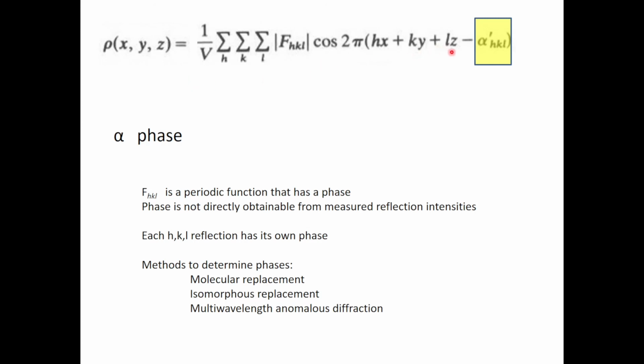Okay, and then the last term in the electron density equation is the phase, represented as alpha. So the structure factor is a periodic function that has a phase. And phase is not directly obtainable from the measured reflection intensities. And what we have to remember is that each HKL reflection has its own phase. Hence the subset here. So there are methods to determine phases. Examples of them are molecular replacement, isomorphous replacement, and multi-wavelength anomalous diffraction, or MAD. Ya will just cover these in his lecture in a few weeks.